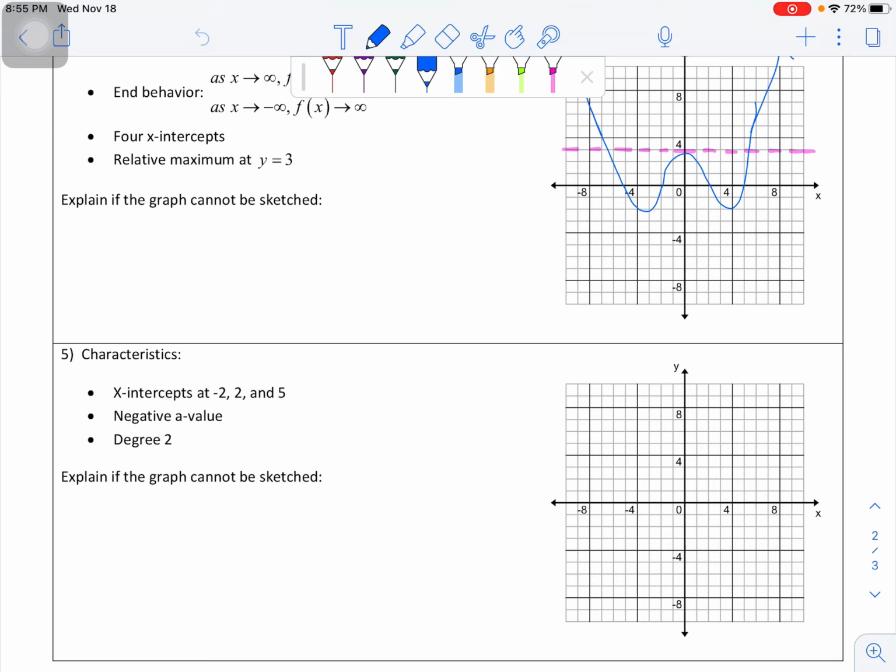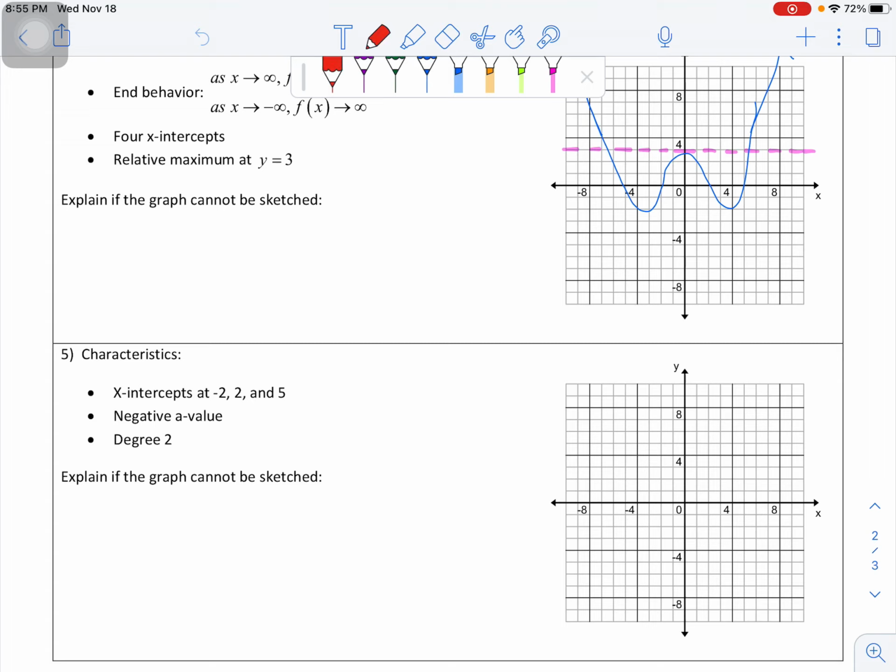This is the second part of the graphing polynomials worksheet. So we're going to start with problem number 5 here. We've got a list of characteristics that we're given, and we're going to try and see if we can take those characteristics and turn it into a graph.